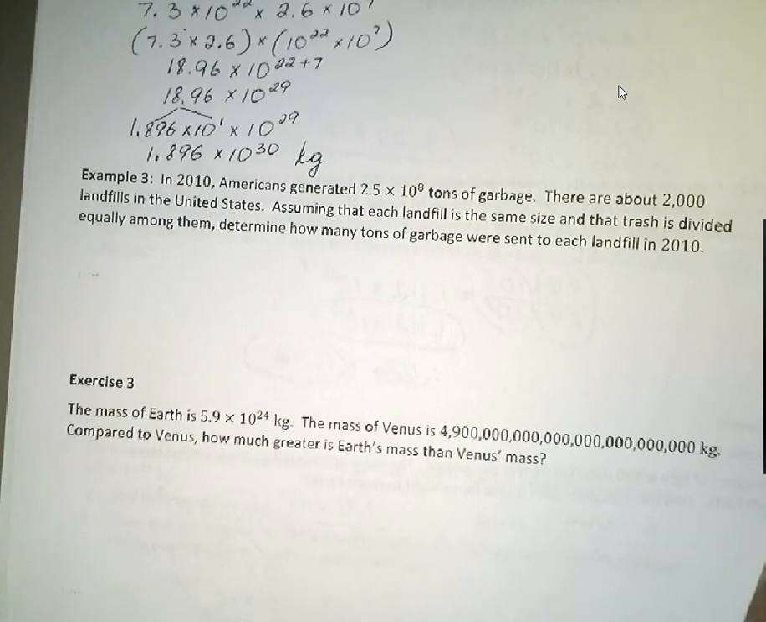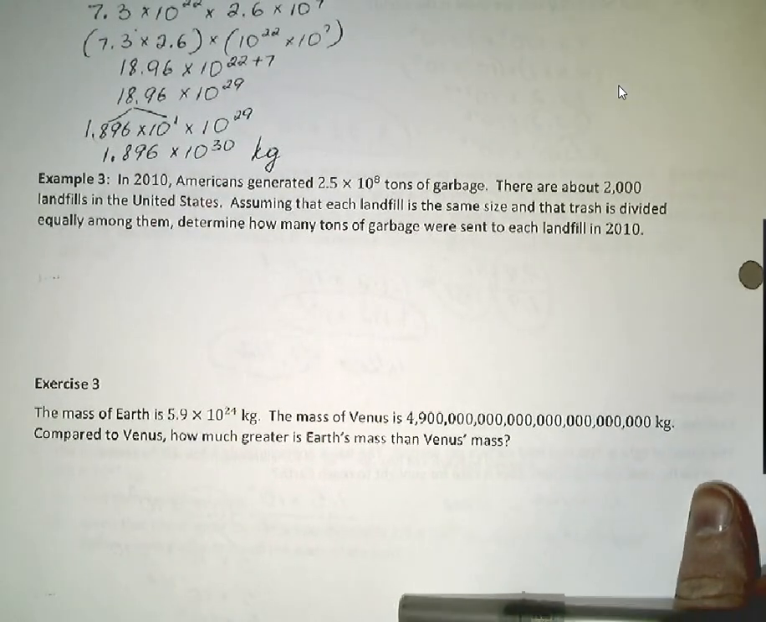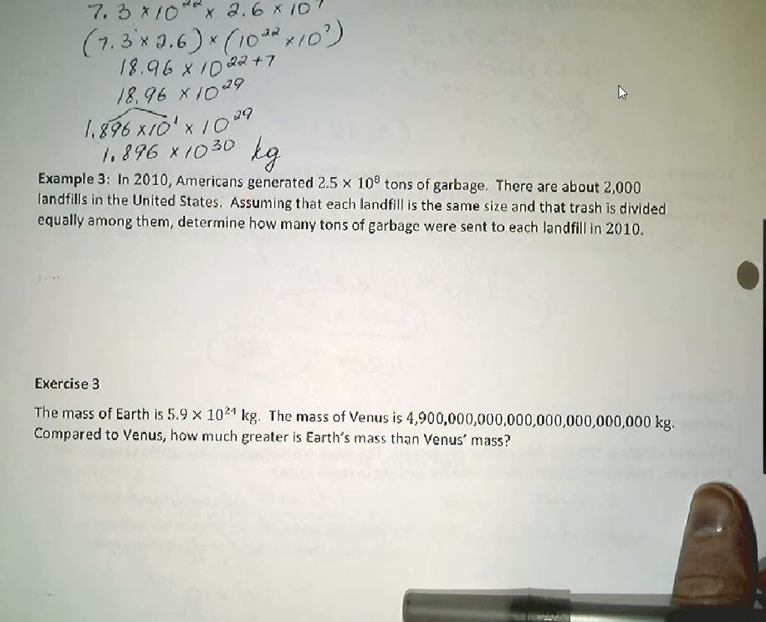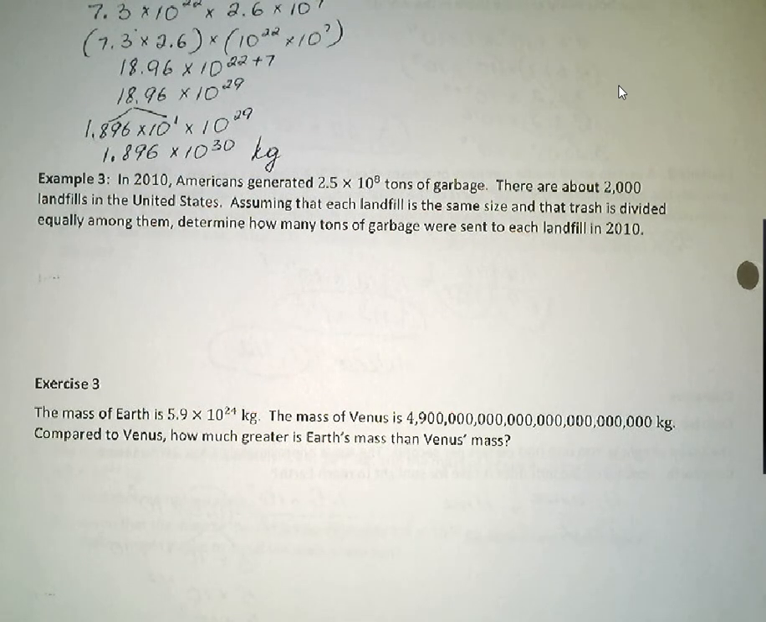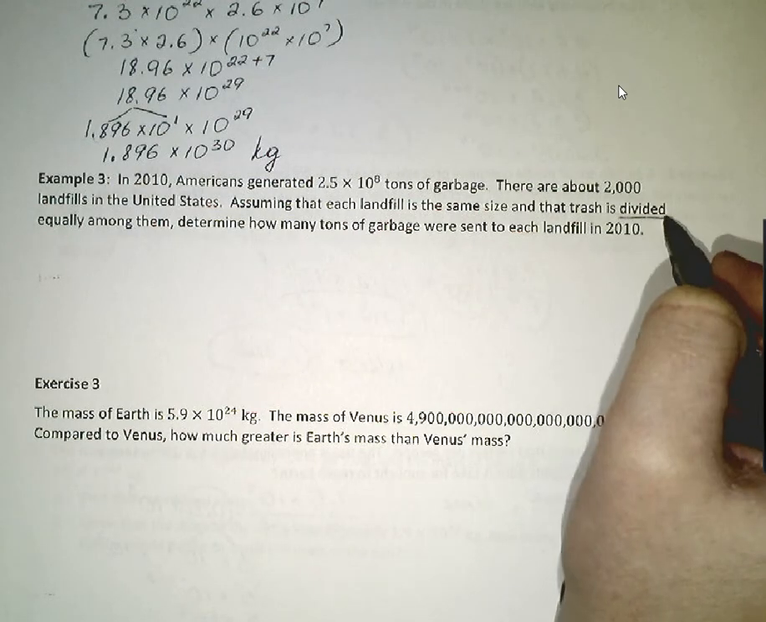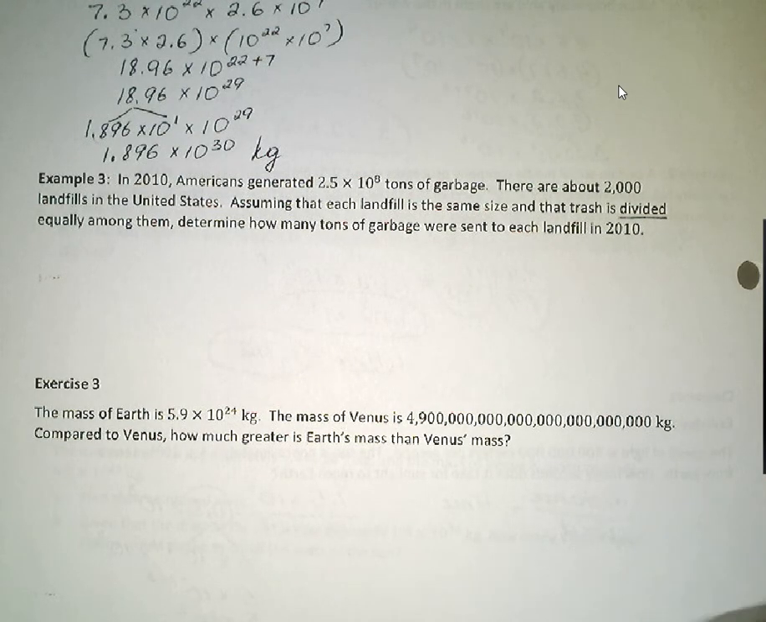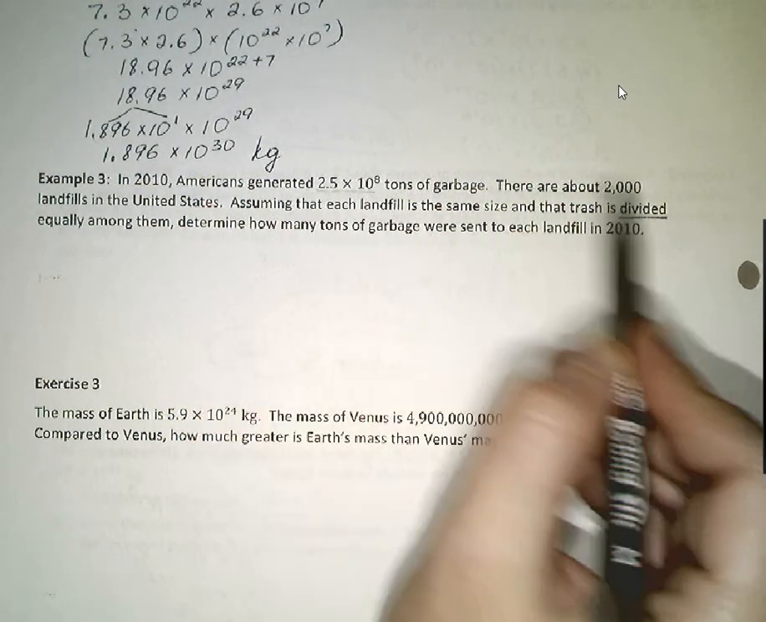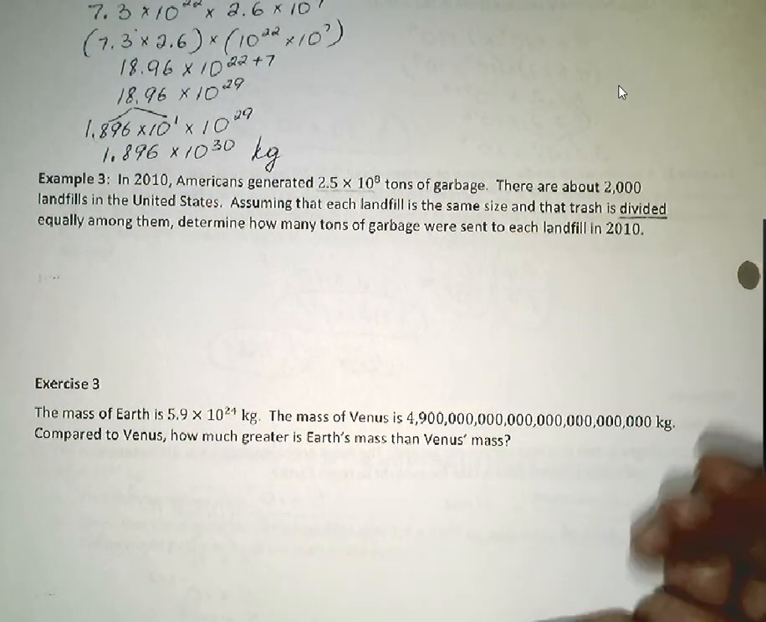Let's look at example 3. In 2010, Americans generated 2.5 times 10 to the 8th tons of garbage. There are about 2,000 landfills in the United States. Assuming that each landfill is the same size and that trash is divided equally among them, determine how many tons of garbage were sent to each landfill in 2010. Keyword here is divided, right? All the trash is divided between 2,000 landfills.